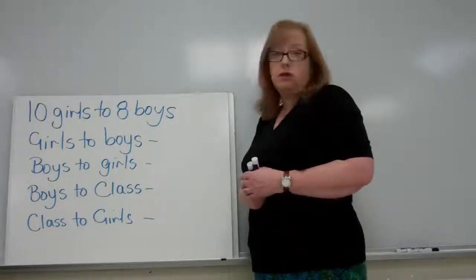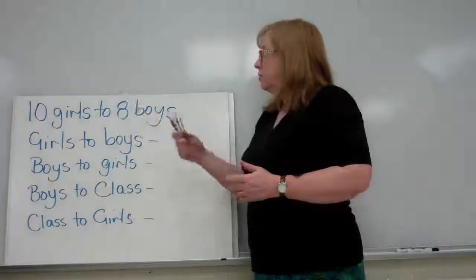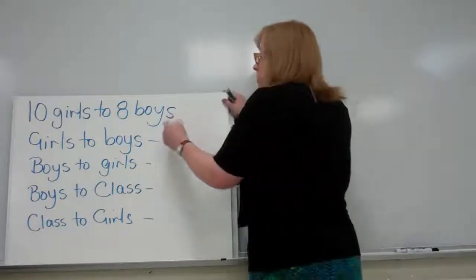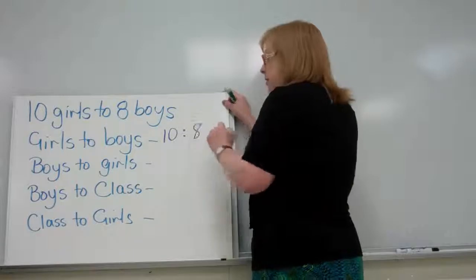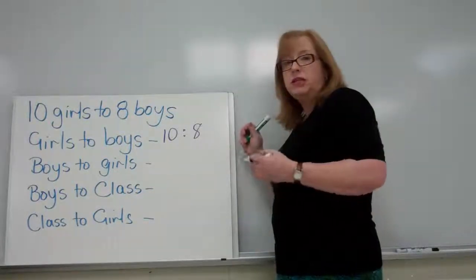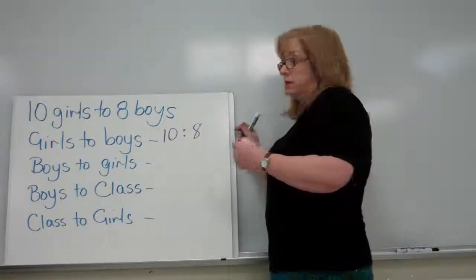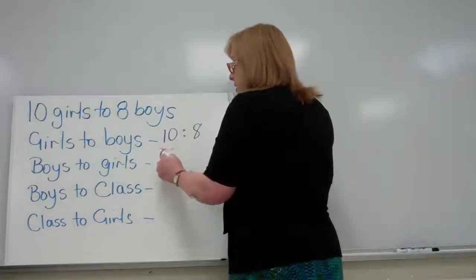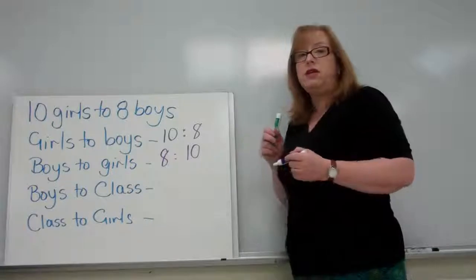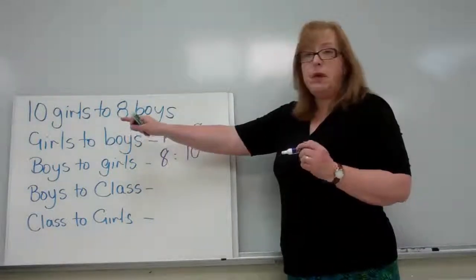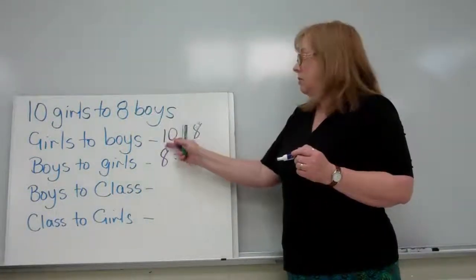Continuing with our example of 10 girls to 8 boys in a class, let's look at how we would express those ratios. Girls to boys. So the number of girls is 10, and the number of boys is 8. The next one, however, we express in a different way, boys to girls. So boys to girls. And notice here that whatever is mentioned first, the number goes first.